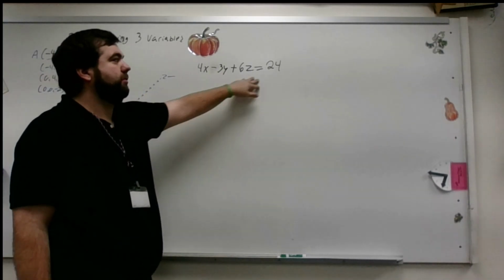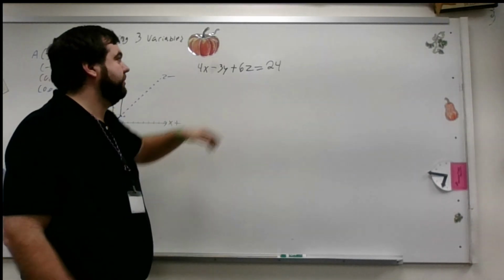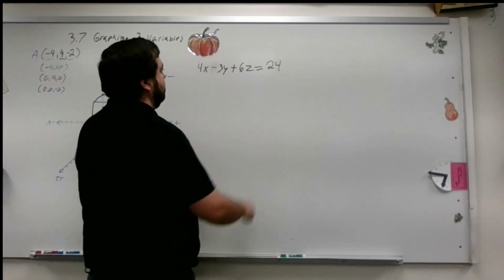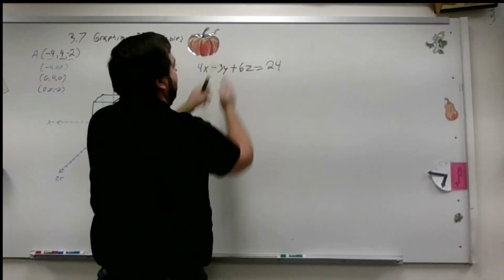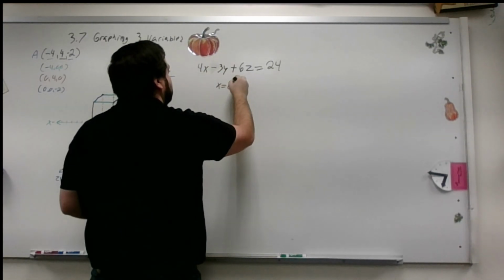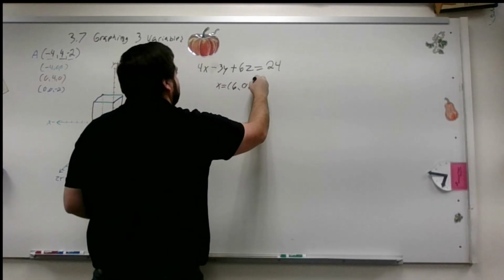Now I want to graph an equation. So how do I do that? I do that with the intercept method. First we start with x, we cover up y and z. I have 4x equals 24, so x is equal to 6, giving the point 6, 0, 0.